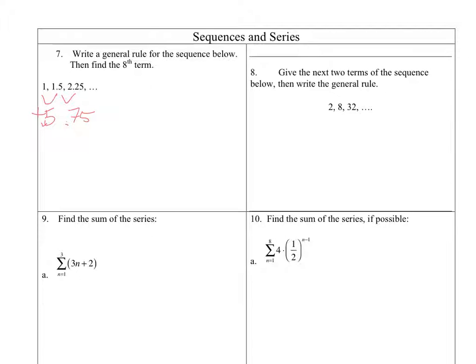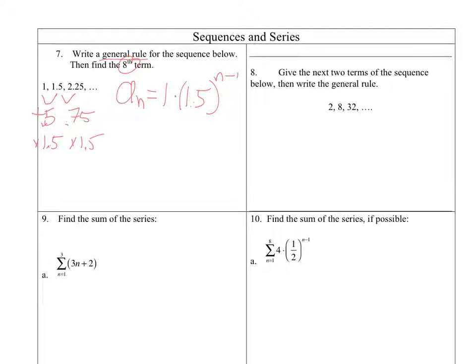What if I check by multiplying? So 1 to 1.5, well that's like multiplying by 1.5. And then 1.5 to 2.25 is multiplying by another 1.5. Oh, this is a multiplying rule. So my general or explicit rule would be my first term, 1, multiplied by whatever I'm multiplying each time, in this case 1.5, to the n minus 1.